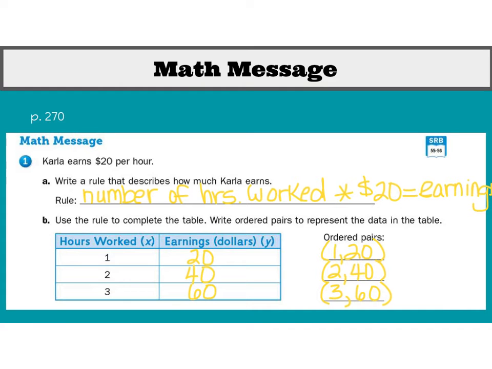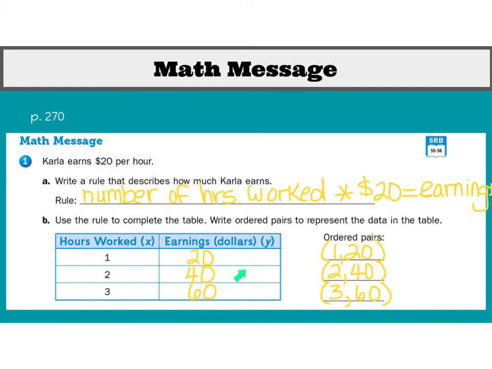All right, so let's take a look here. It told us that Carla earns $20 per hour. So if we look down here at the table, we have 1 hour worked, she's going to have $20. 2 hours, she'll have $40. 3 hours, she'll have $60. So if we come back up to letter A, write a rule that describes how much she earns, we could write it as number of hours worked times $20 equals earnings. And I couldn't quite fit my S on there, but it is there, I promise.